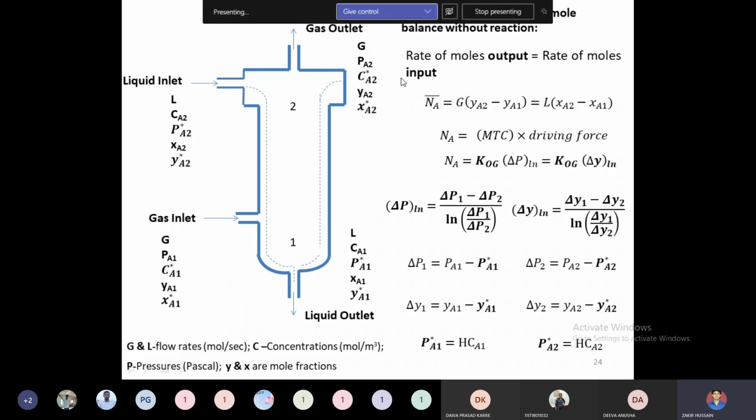So from the mole balance, what is the mole balance? Already we know what the component balance is. Component balance is same as that of the mole balance. So from the mole balance we can say output minus input plus accumulation is equal to rate of generation. We are considering it steady state. Steady state means there is no accumulation, we can keep zero. Then no chemical reaction means we can keep the generation term zero. So the final equation left out will be output is equal to input. Output rate of mole is equal to input. So we will derive this equation.